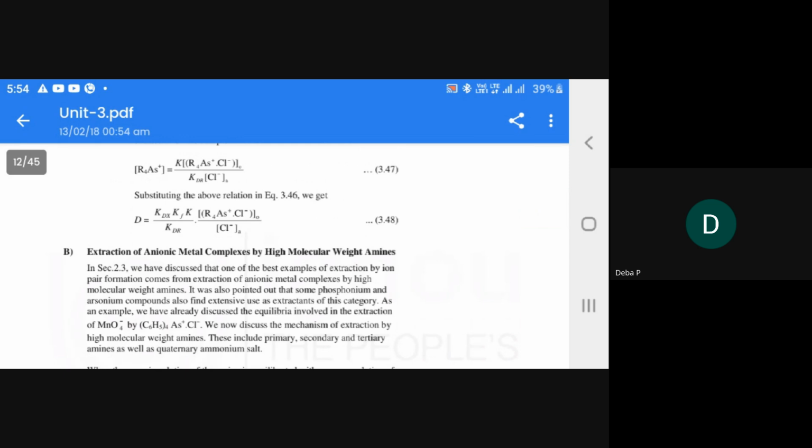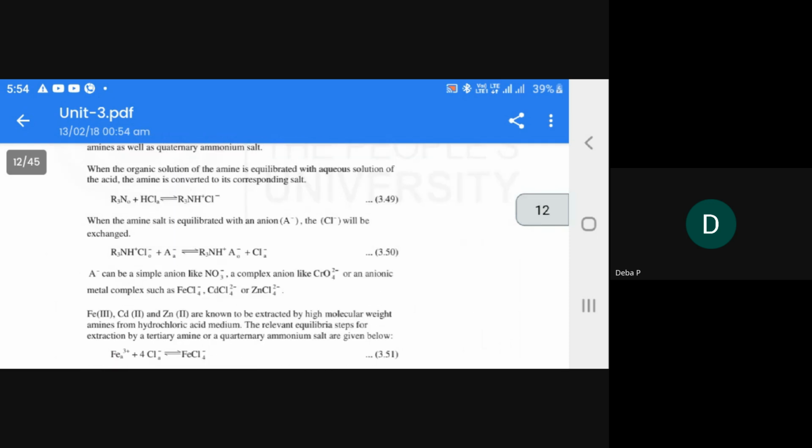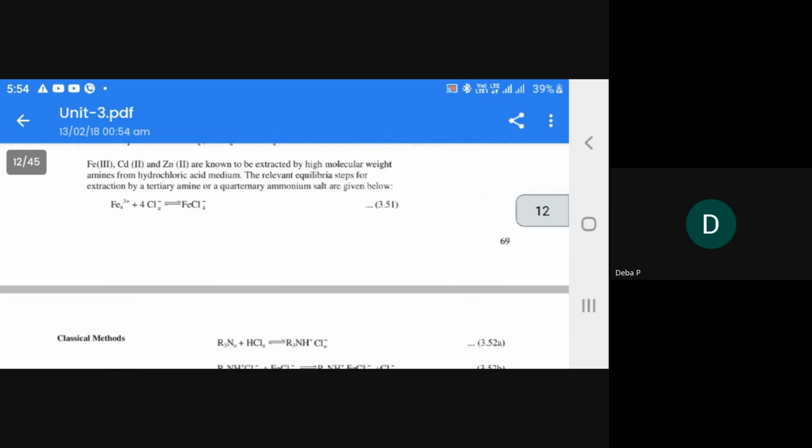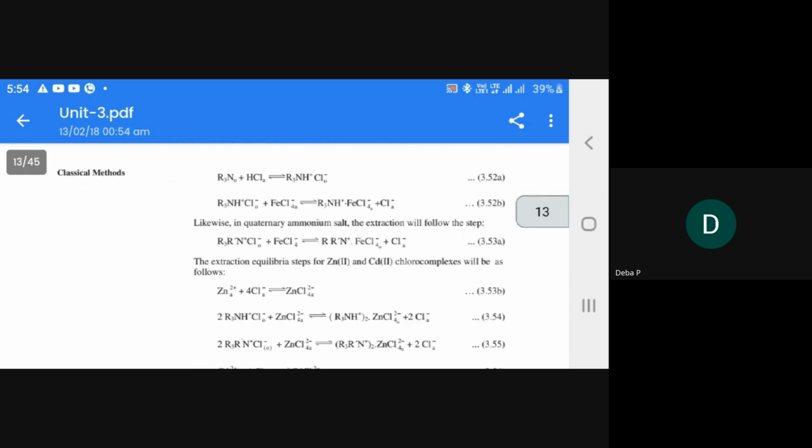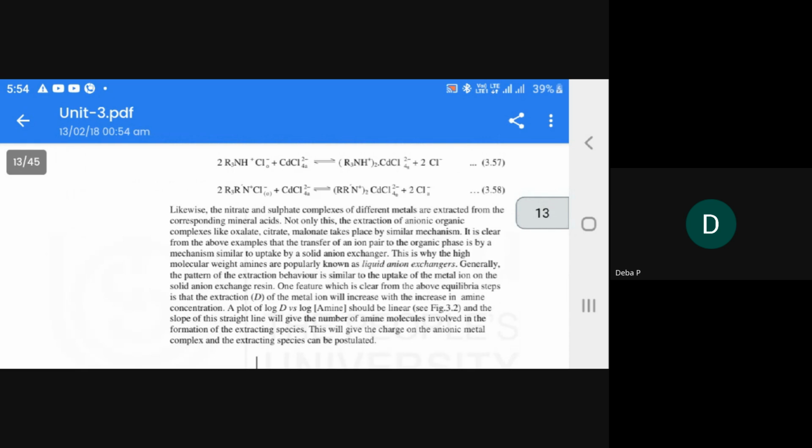In the same way, we can discuss this one. This can go through a similar manner, and the same thing will get the plot taking log D versus logarithm of concentration of amine. So we'll get a straight line, and the value of slope gives the number of amine molecules, that is N.